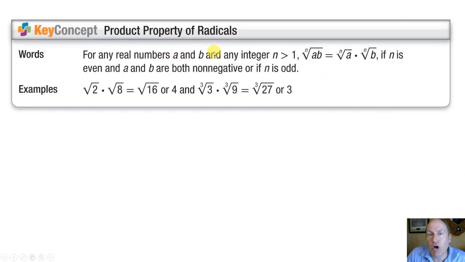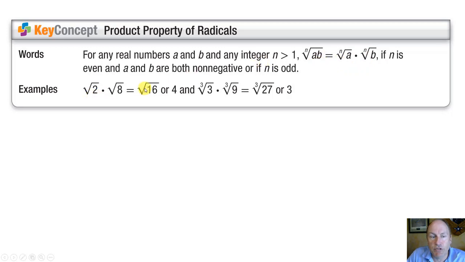First of all, the product property of radicals. It's very critical that in both these properties, the product and the quotient properties, the index must be the same. For any real numbers A and B, and any integer index greater than 1, the nth root of the term A times B is equal to the nth root of A times the nth root of B. And it works both ways because it's an equation.